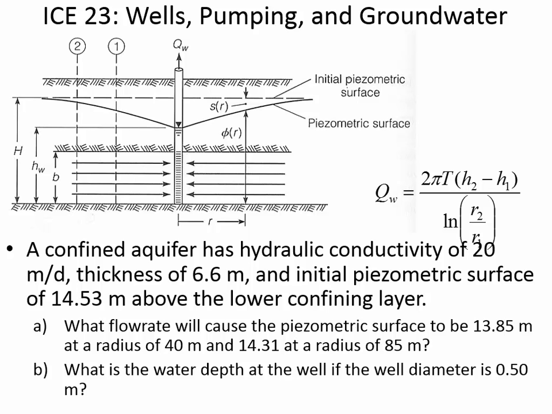R means the distance from the center of the well to the point in question. In part B, you're going to have to use the well diameter. No, we're talking about, in piezometric surface, it means the distance from the bottom of the well to that line. That's the piezometric surface. You see, it's labeled here, piezometric surface. So it's this one.